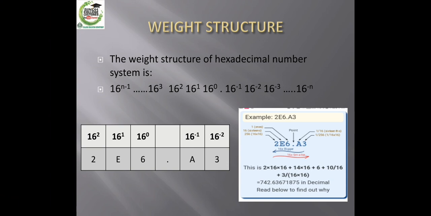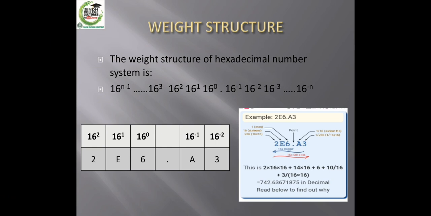This is the weight structure of the hexadecimal number system. The number just to the left of the hexadecimal point is 2E6. According to the position value system, the assigned weight is a power of 16. 16 power 0 to 6, 16 power 1 to E, where E is equal to 14, and 16 power 2 to 2. As we move right to left, each number place is 16 times bigger.